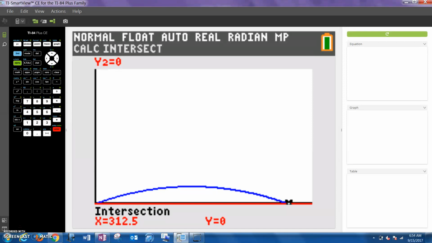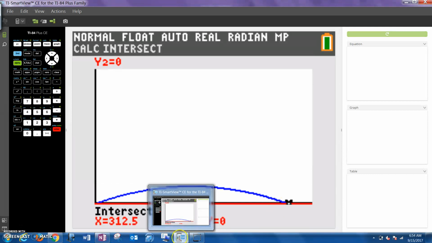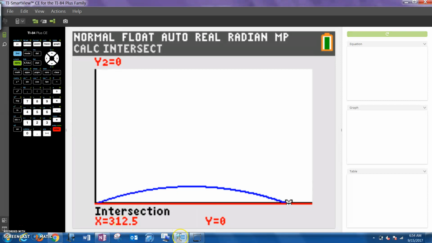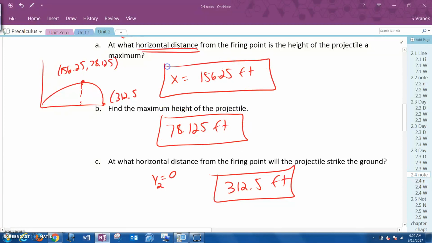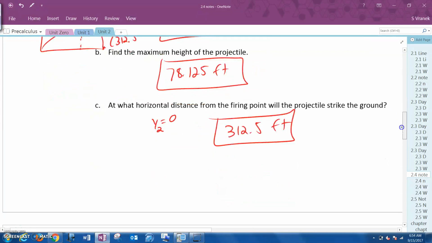Sure enough, it goes 312.5. Which makes sense in this problem because it starts at 0 and then ends at 0. So it should be double the 156.25 because the 156.25 is directly in the middle. So the end is then 312.5. So we would say it's 312.5 feet. For that one. So if I give you a model, you can just use your calculator. But the first one was actually easier to do by hand.